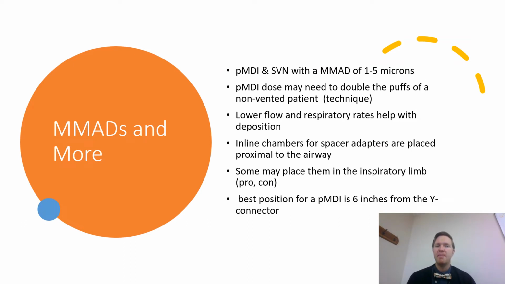All right, MMADs and more. So MDIs, metered dose inhalers, and small volume nebs usually have a mass median aerodynamic diameter, MMAD, of 1 to 5 microns on average. So we may need to double the dose on an MDI compared to a non-vented patient. And the big thing here is why.